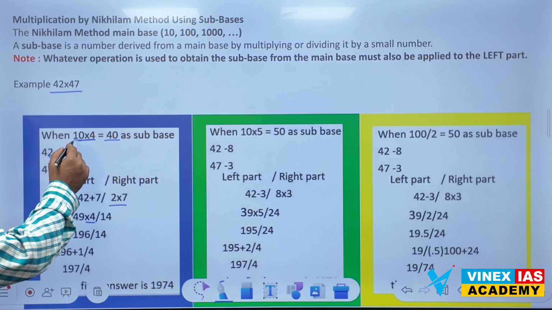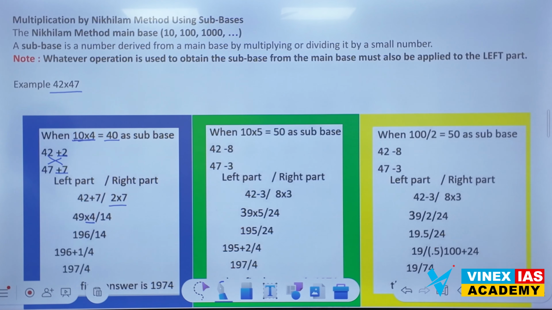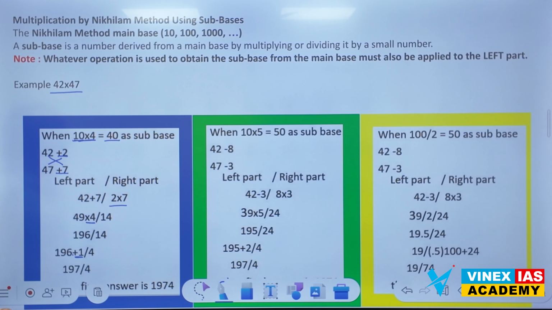Now since our main base is 10, we have to maintain only one digit on the right side. So 4 will be taken here and 1 will be carried. Now 196 plus 1 will give you 197. So our final answer is 1974. Okay, so let us see again.